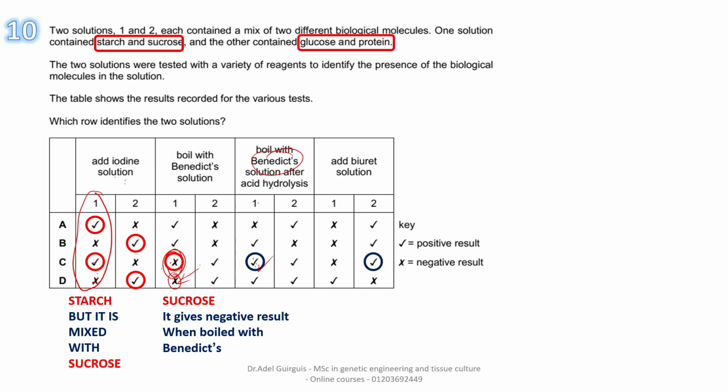What about the other container, glucose and protein? The second solution gives a positive result with the Biuret test. So 2 contains protein. Here it also contains glucose, it gives a positive result either directly by boiling with Benedict solution, or indirectly after acidification. This is for glucose. So the answer is C.